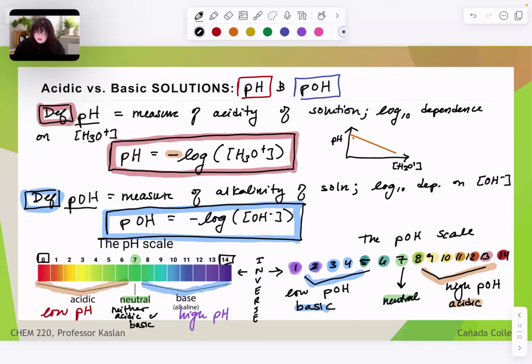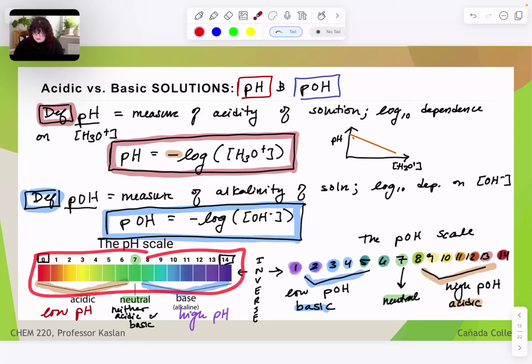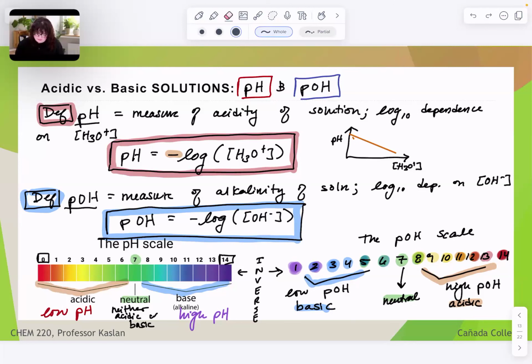Now, pH and pOH are related to one another mathematically in a way that's more than just being the inverse of one another. Because what does it mean to be the inverse of one another? If I know that my solution has a pH of 1, then my solution is highly acidic. So I would expect it to be very poorly basic, right? So I would expect to have a low pH because I'm really acidic and a high pOH because I'm not basic.